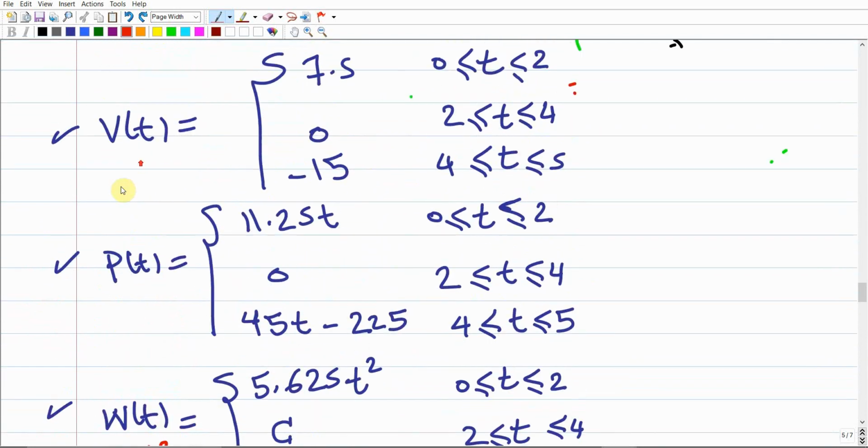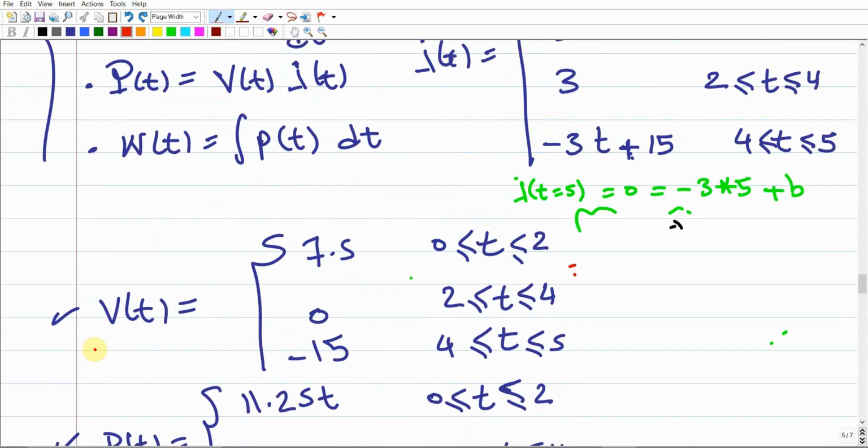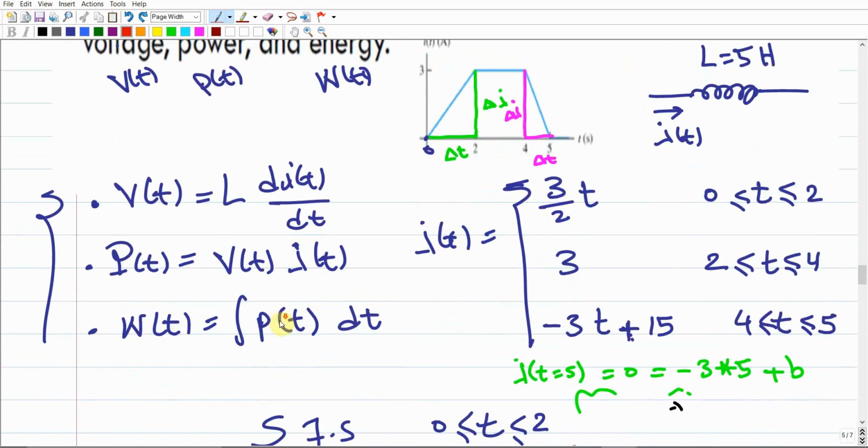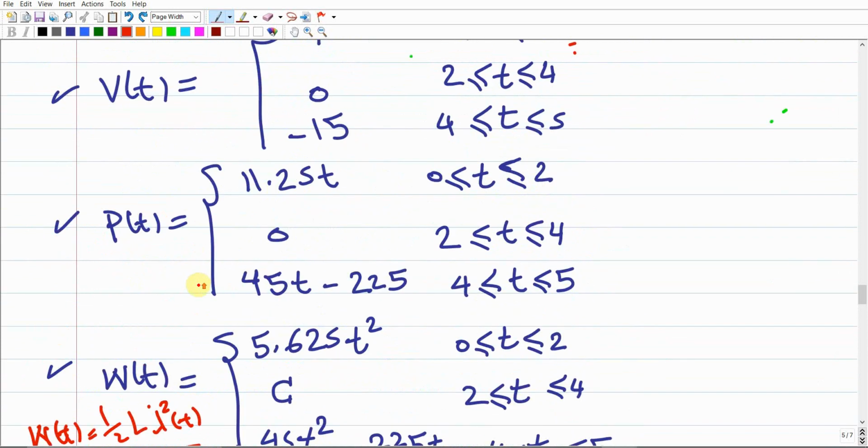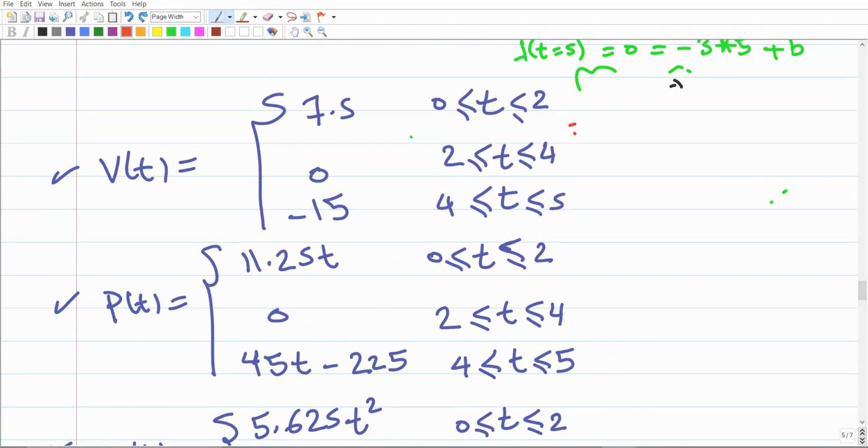So what we did here, we got all of these three functions. We got the voltage, the power, and the energy as already required here. Then we're going to move to the plot to plot these three functions, as I'm going to show you. All right.